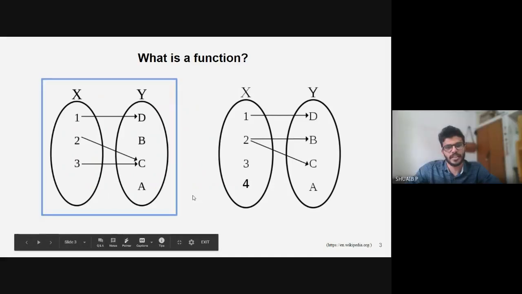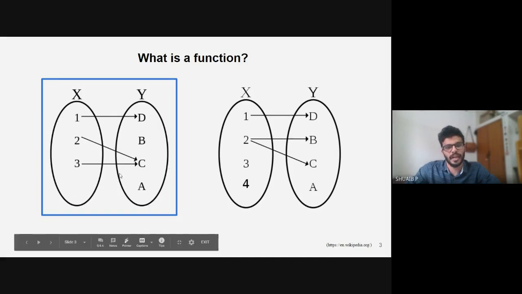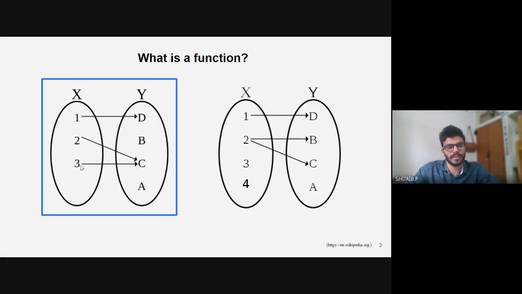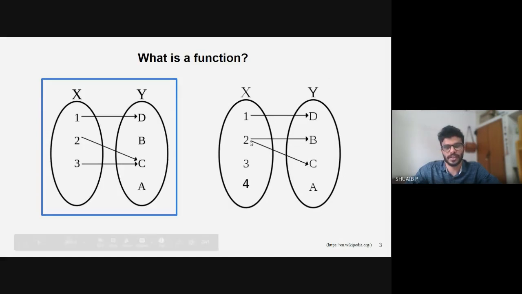Yeah, that's correct. Because all of the elements in the x has an image in the y, and all of the elements has only one image in the range. So in the right relation, you can see that the 3 and 4 elements of the x set has no image in this y set, so it's not a function.